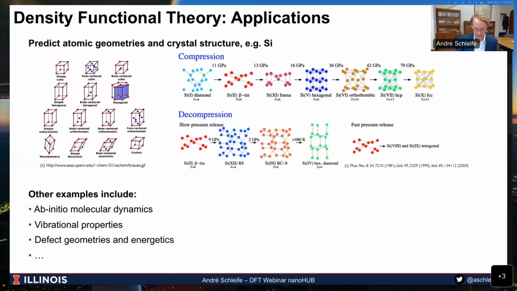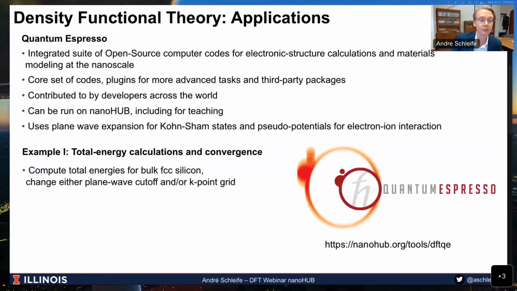What I want to do now in the remainder is show you how this leads to software that can be run. Specifically, I'm picking here one package, not to advertise it or anything. I just pick it because that's the package that nanoHUB runs. That code is called Quantum Espresso. Quantum Espresso is an integrated suite of open source codes that perform electronic structure calculations. It has plugins for advanced tasks and various third-party packages. So it's a very comprehensive software package that is developed by many people around the world nowadays. It's open source and people can develop it. But why it's important for this presentation is it can be run on nanoHUB. I'll open this link here in just a moment.